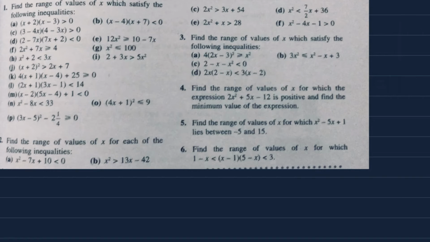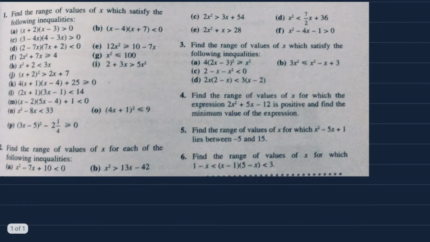Okay, all right. So I have collected some of the problems regarding quadratic function, and I'm going to solve them, briefly explaining each of the sums. So the first question says, find the range of values of x which satisfy the following inequalities.